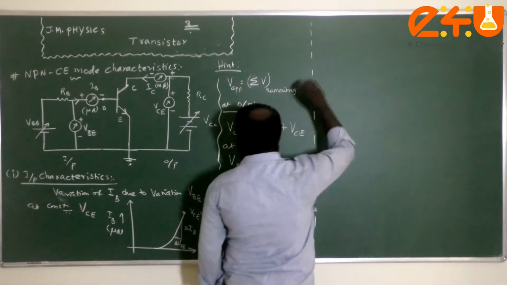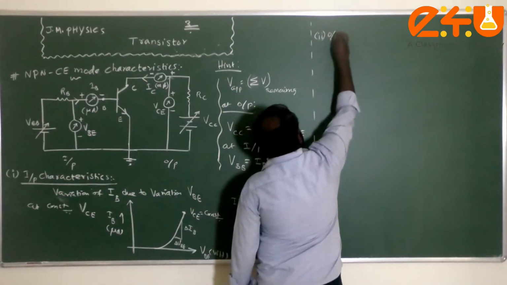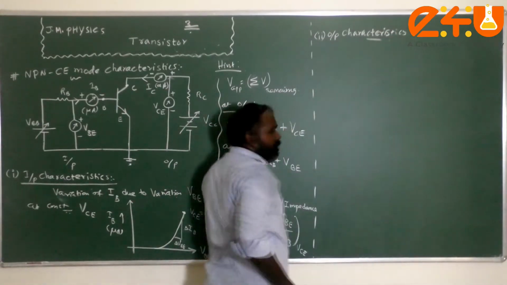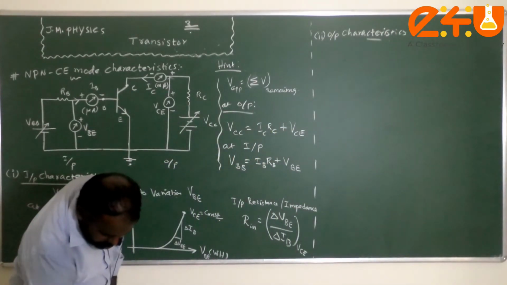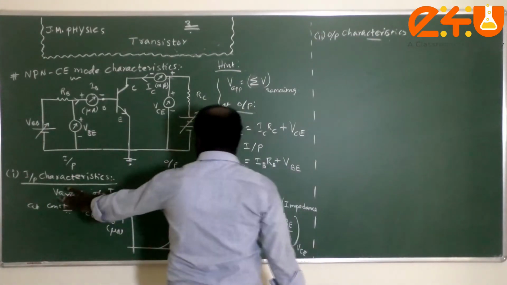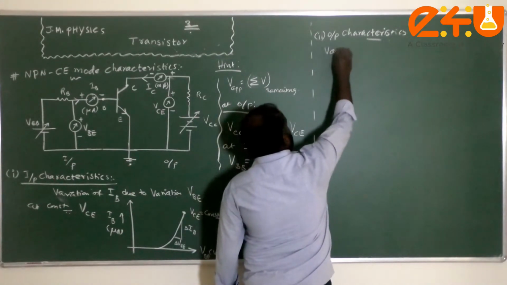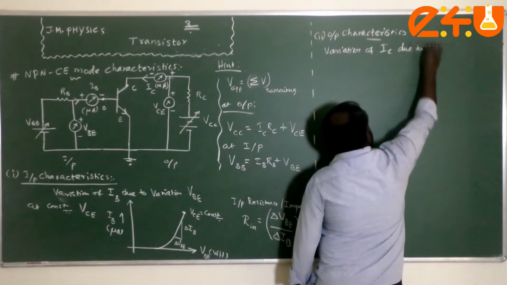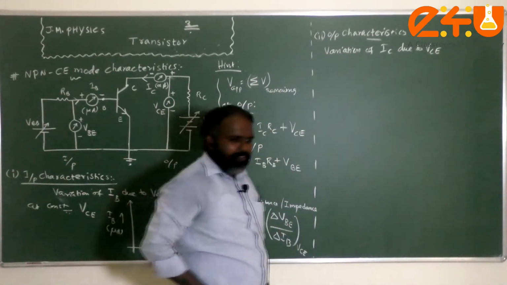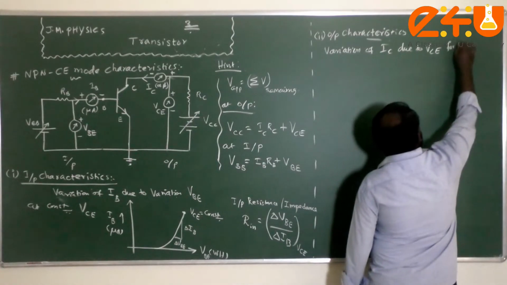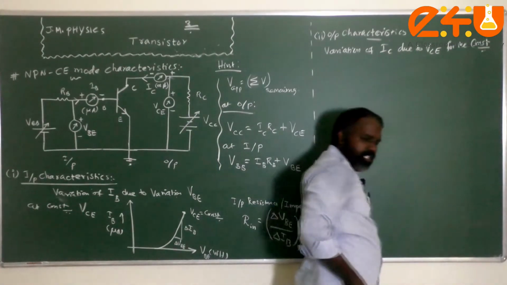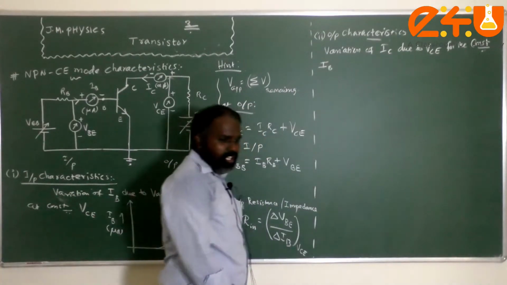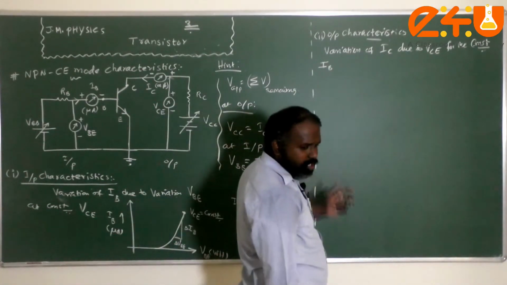The second one we are going to discuss is output characteristics. This is important from the conceptual point of view. Here we can say: the variation of output current, that is IC, due to the corresponding variation in the output voltage VCE, by keeping the input current, that is the IB value, constant. Here I am going to draw two graphs.